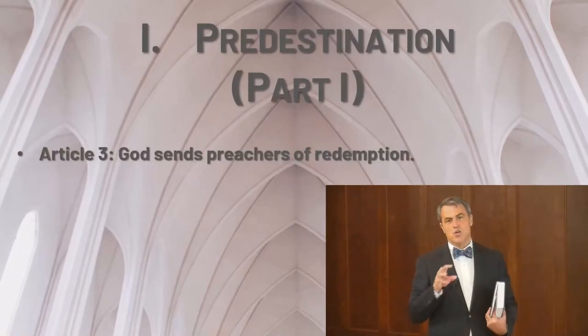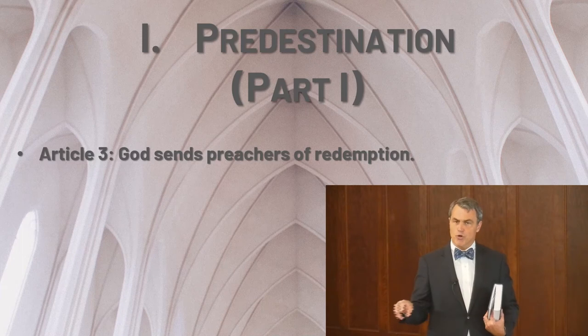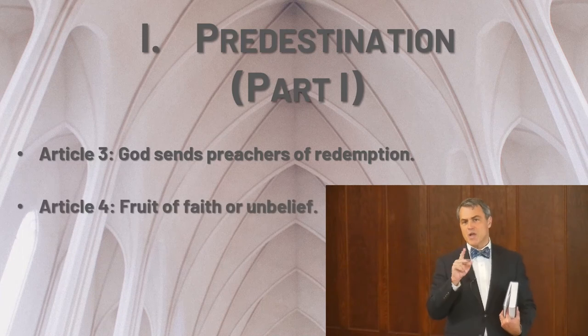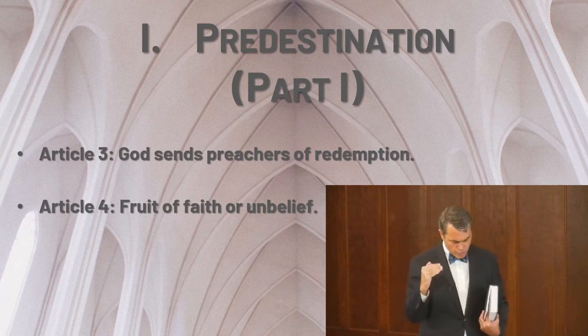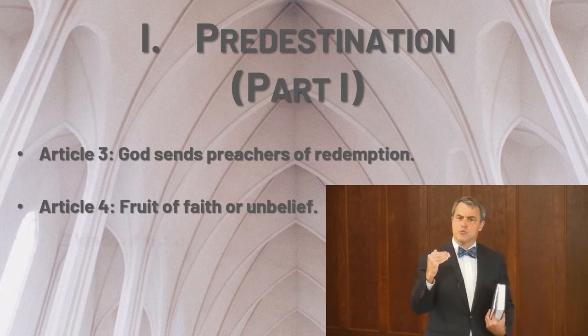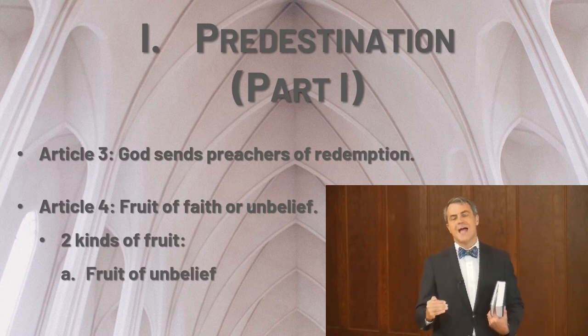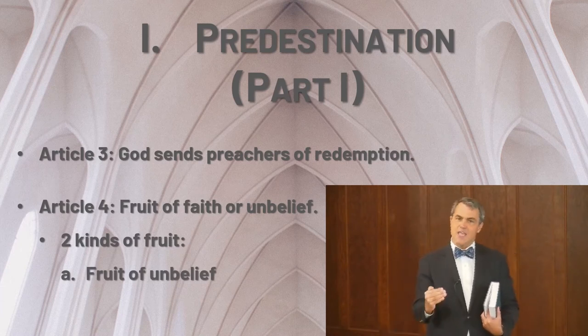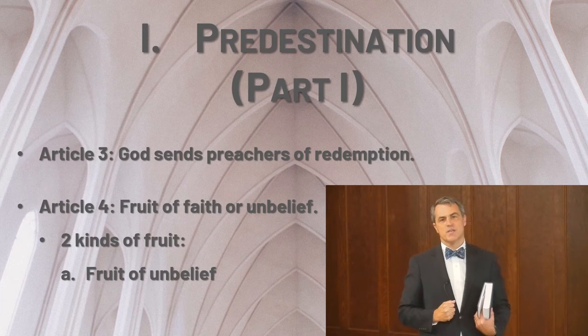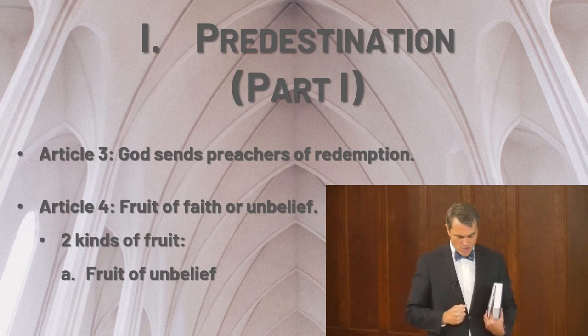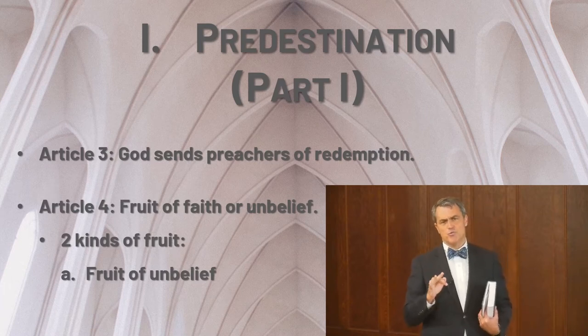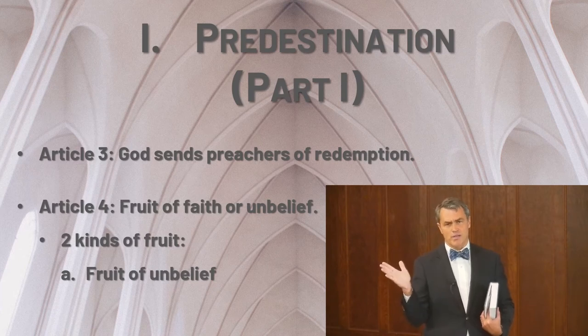We would summarize this fourth article as there is fruit of faith and there is fruit of unbelief. There's two kinds of fruit, so let's break it down this way. First of all, there is the fruit of unbelief. Those who do not believe on the Lord Jesus Christ savingly, the wrath of God remains upon them. Faith is required. You must believe on the Lord Jesus Christ to be saved from eternal death and destruction. And so the first fruit is the fruit of unbelief. Those who hear the preaching of God's word and they do not respond in faith.